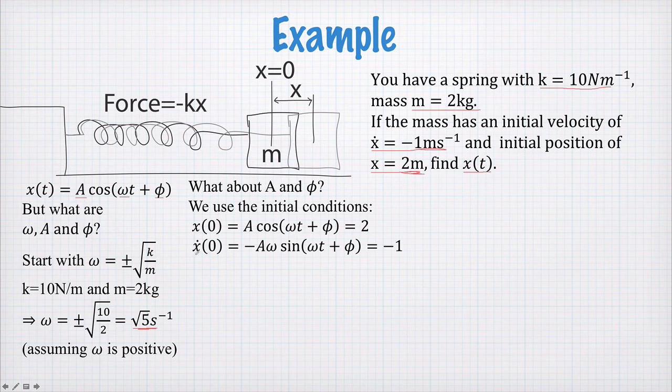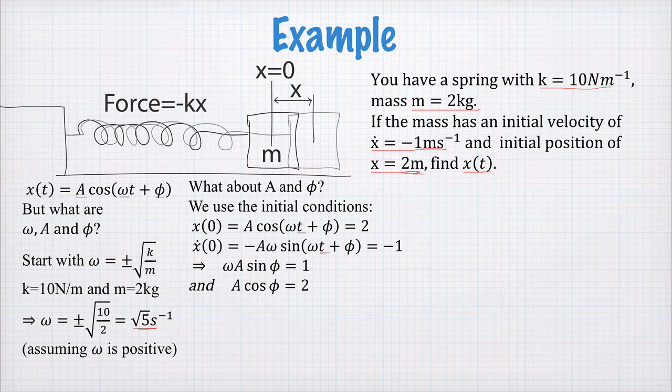Our equation for velocity, x dot of 0, is given by this, so the omega at the front here comes from the derivative, and the sine comes from the derivative of the cos, and our initial velocity is -1. Now we set these times equal to 0, so time here is 0, time here is 0, and this leaves us with a pair of equations, independent of time, for the two unknowns phi and A. Two equations, two unknowns. We can solve these.